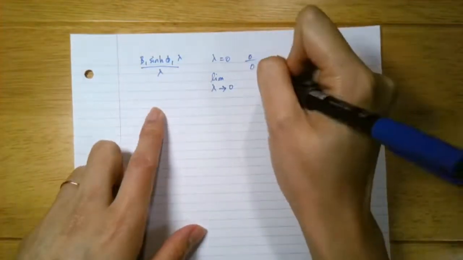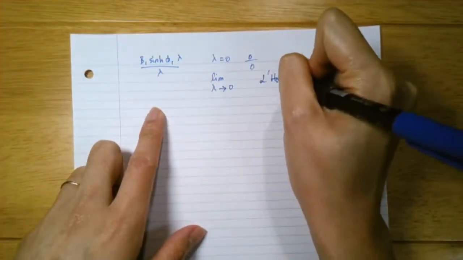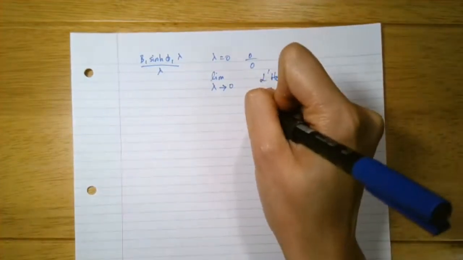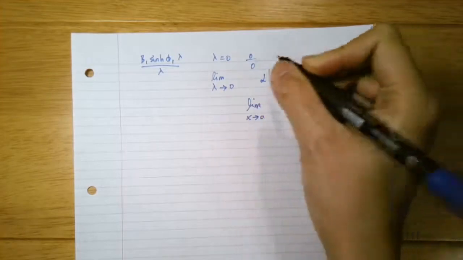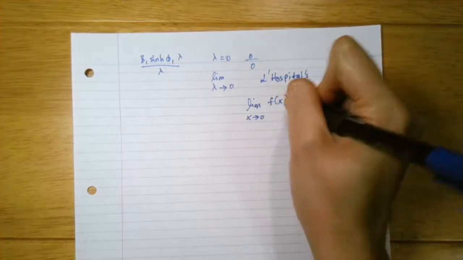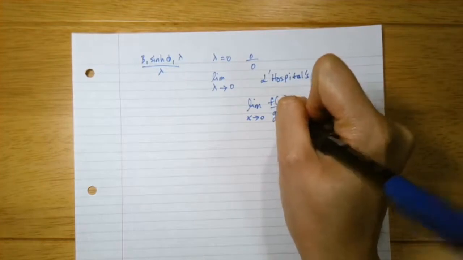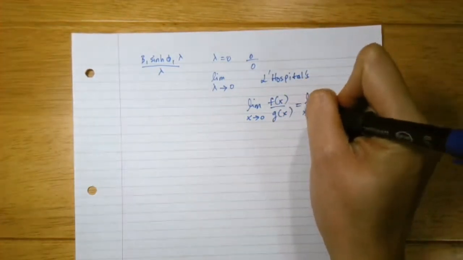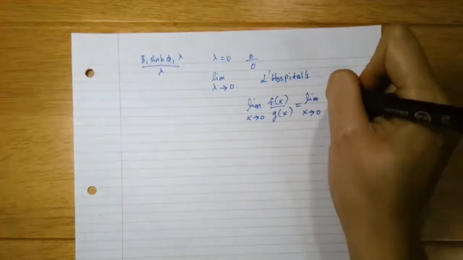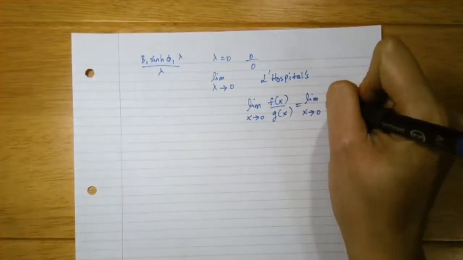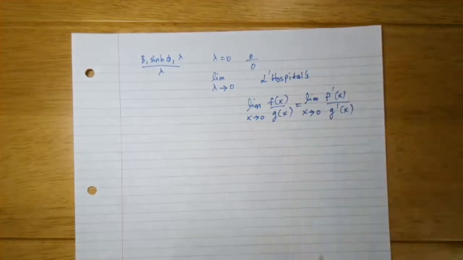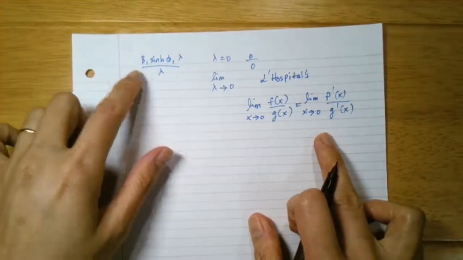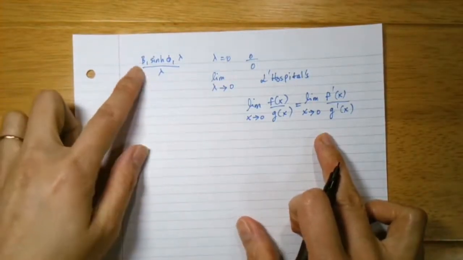Okay, and if you remember your L'Hopital's rule, which says that the limit as x tends to 0 of f(x) divided by g(x) is equal to the limit as x tends to 0 of f'(x) divided by g'(x). Okay, so let's apply L'Hopital's rule to this term.